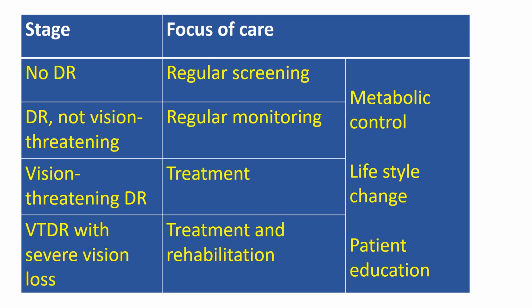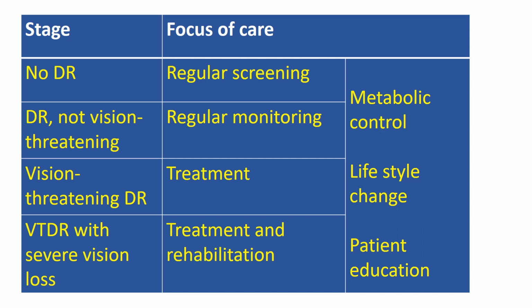When we examine the retina, we might find 4 different scenarios. We may find that there is no evidence of diabetic retinopathy. We may find that there is evidence of diabetic retinopathy, but it is not vision-threatening. We may find vision-threatening diabetic retinopathy. We may also find that in addition to vision-threatening diabetic retinopathy, the patient has severe vision loss.